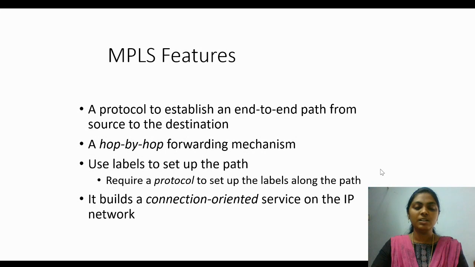And the third point is it uses labels to set up the path. Along with every IP packet, an additional label value will be inserted at every hop, and that keeps on changing at every node till it reaches the destination. And at the destination point, only the IP packet will be reaching the destination. So, this labeling concept is there in MPLS.